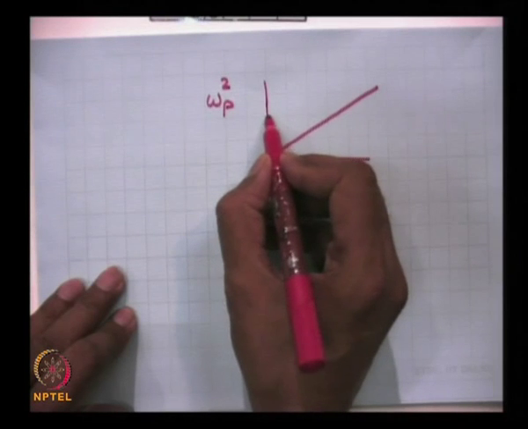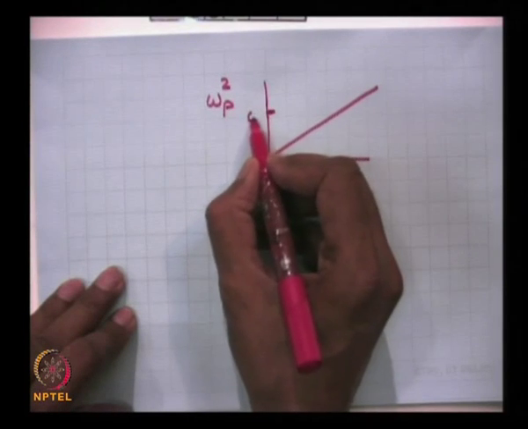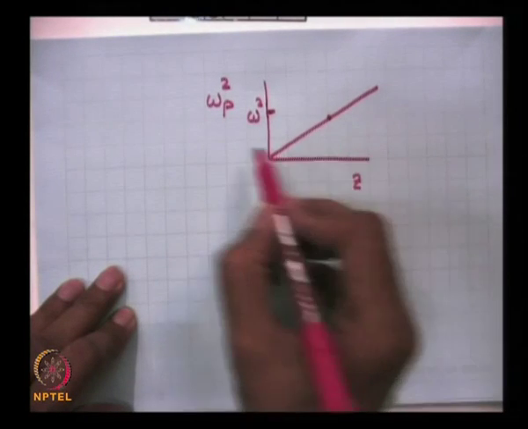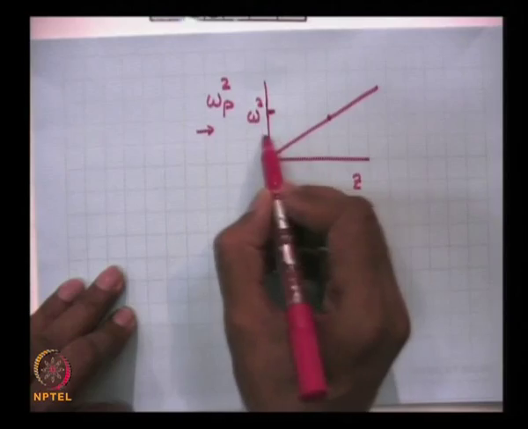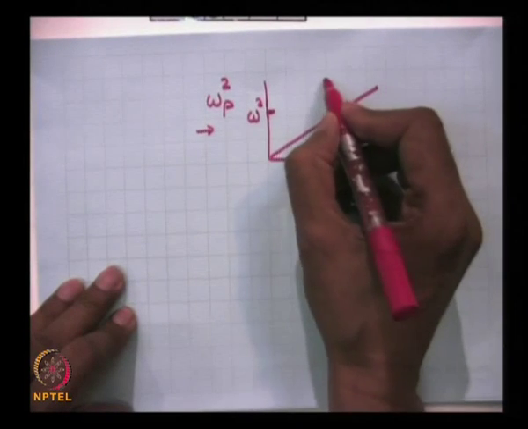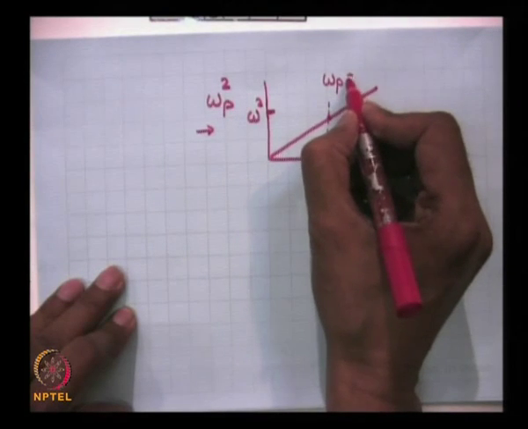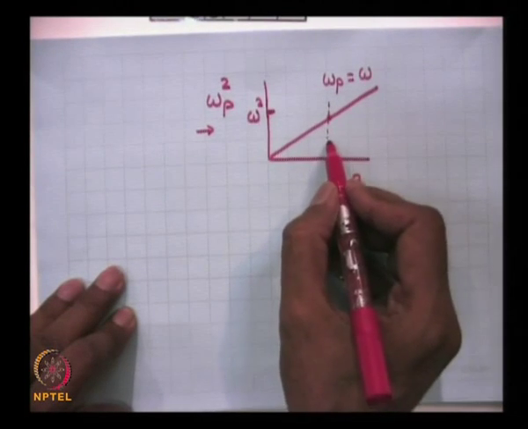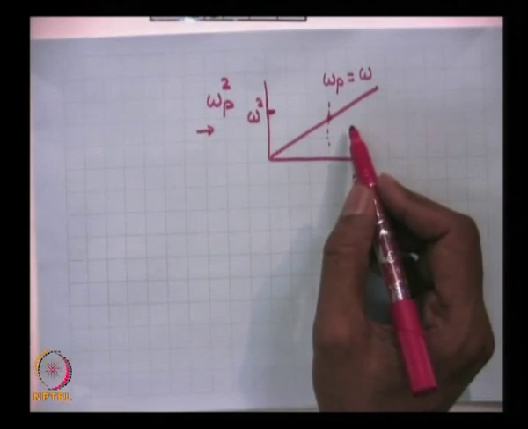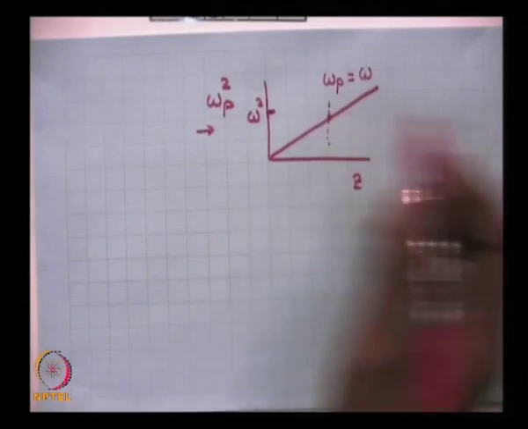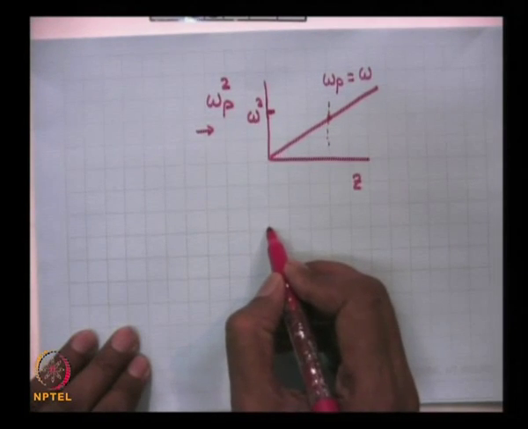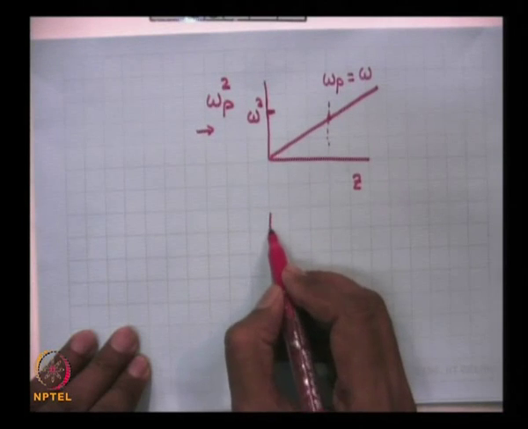And suppose at some point omega p becomes equal to omega. So, if the wave is coming from here, it will penetrate up to this distance. At this point omega p becomes equal to omega, and your refractive index becomes 0. Beyond this, refractive index is imaginary, the wave does not travel. So, what is happening? If I plot the wave amplitude, it will be like this.